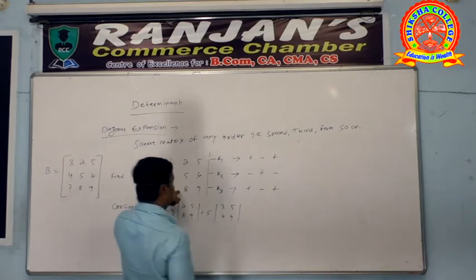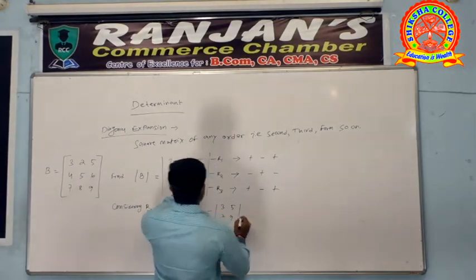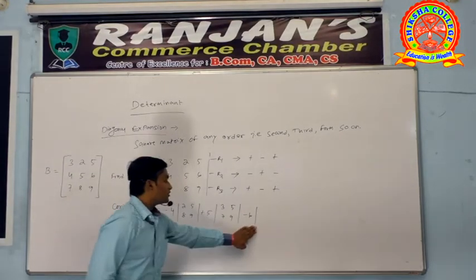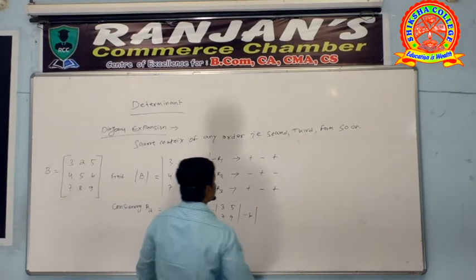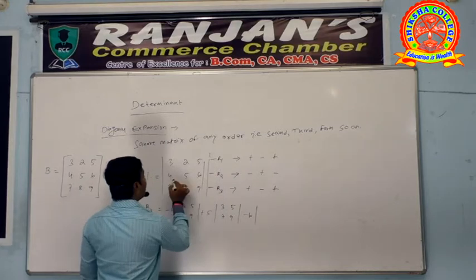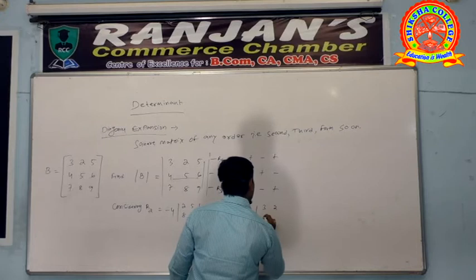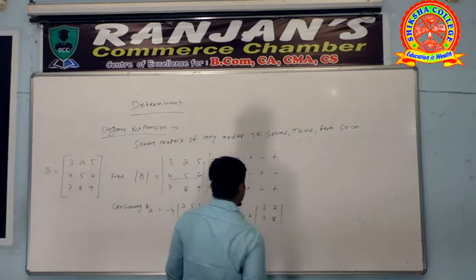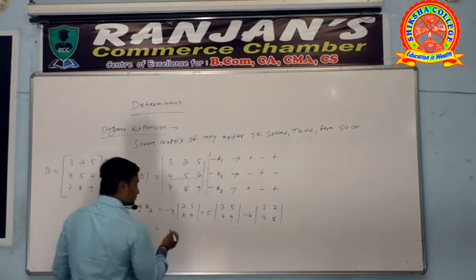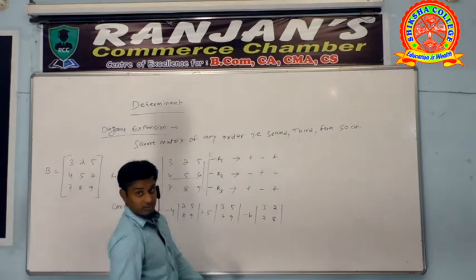So what left? 3, 5, 7, 9. Okay. Now for 6 we have minus 6. So we are deleting that. Now left 3, 2, 7, 8. Okay. Now simply we are going through the simple second order determinants calculation.